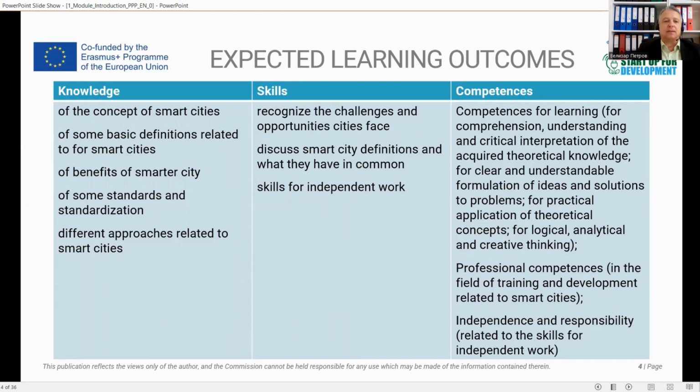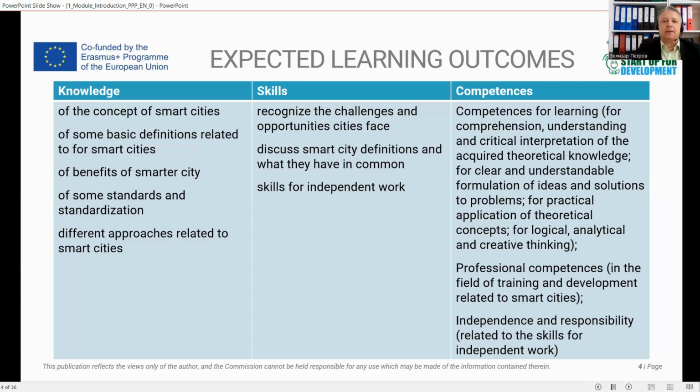Expected learning outcomes are knowledge of the concept of smart cities, of some basic definitions related to smart cities, of benefits of smart city, of some standards and standardization, and different approaches related to smart cities. Skills: recognize the challenges and opportunities cities face, discuss smart city definitions and what they have in common, skills for independent work.